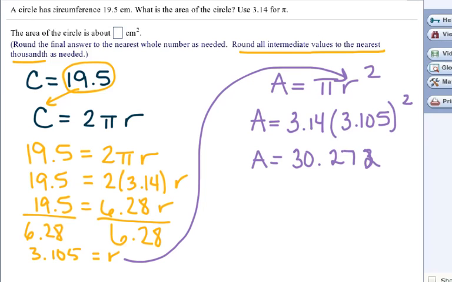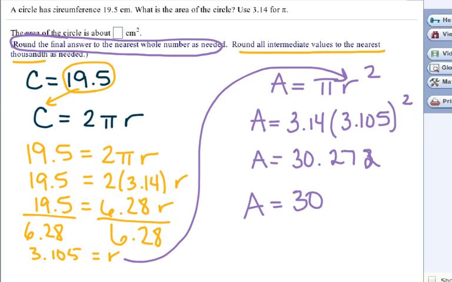272, I'm sorry, 30.272. But the directions say round your final answer to the nearest whole number. So that means that I would have the area being 30, and my label, which is so very important, needs to be square centimeters. Now I realize the online program already gives you the label in your answers, but you have to realize you have to do that on your test by yourself. All right, so basically, if you're given the circumference, you need to find the radius by solving the equation for r, and then you plug r into the formula for area.